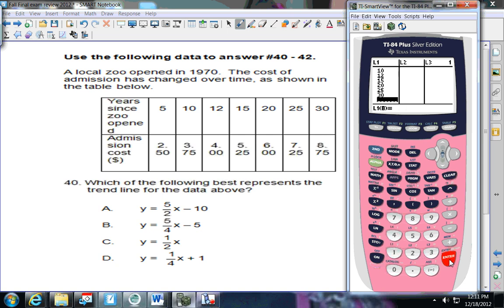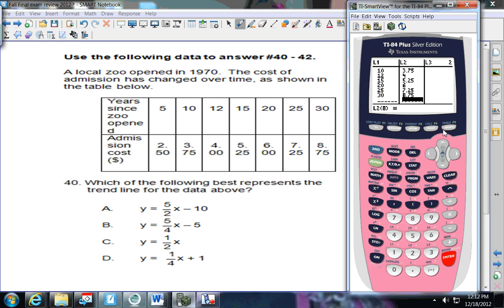Now I'm going to go over to my Y. Admission cost. So we've got 2.50, 2.5, 3.75, 4, 5.25, 6, 7.25, and 8.75. Now, enter. Make sure these are the even amounts. Okay, that they go together.